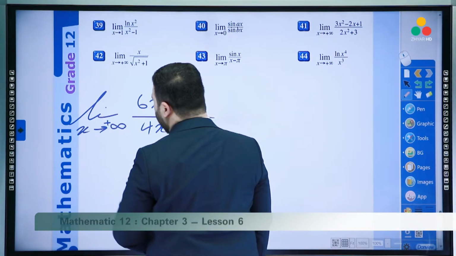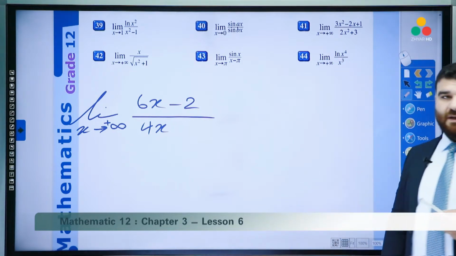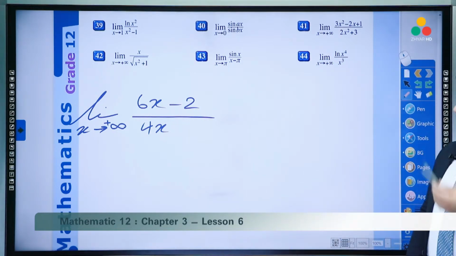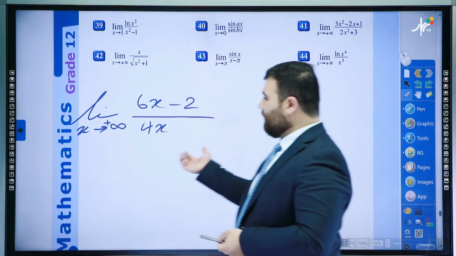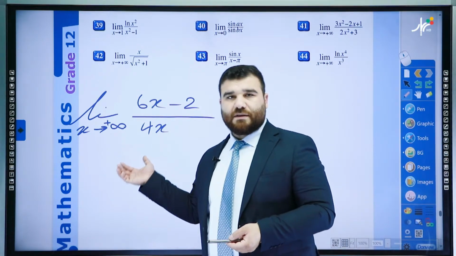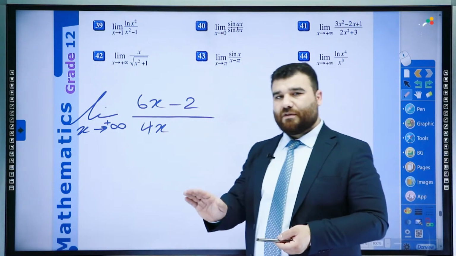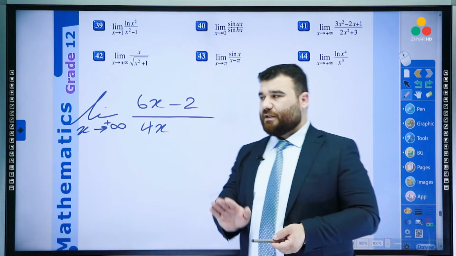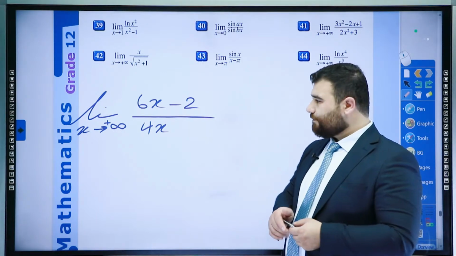By the way, this is not the only way of doing this limit. We can divide up and down everything by x power 2, then replace x with infinity. But this time I want to use L'Hopital's rule. I want to show you that this rule is brilliant. It works all the time when you see 0 over 0, infinity over infinity, infinity minus infinity, any other indeterminate form.